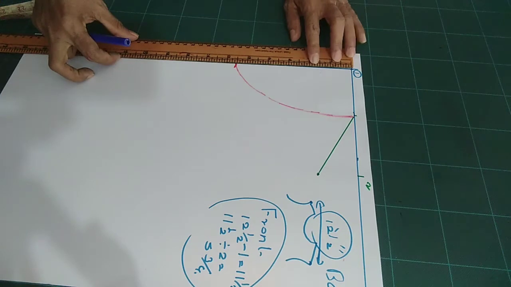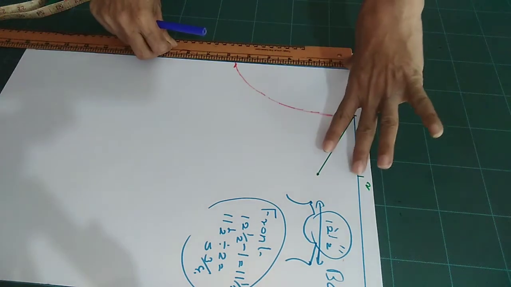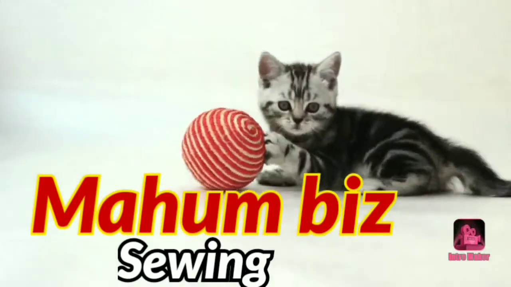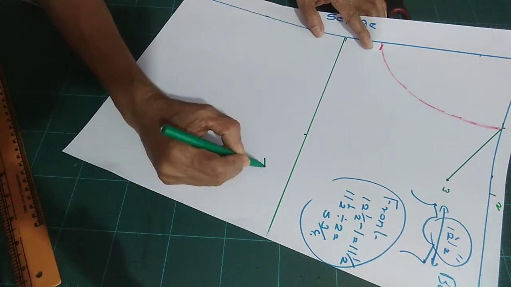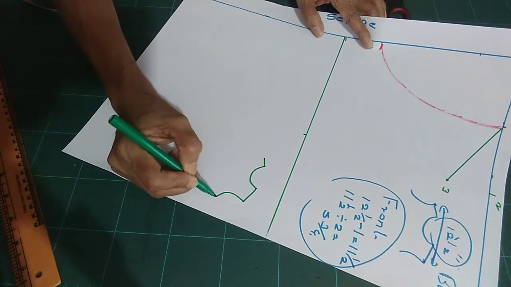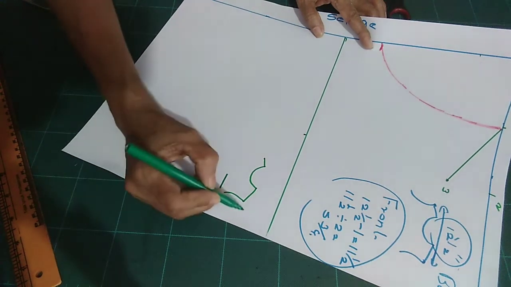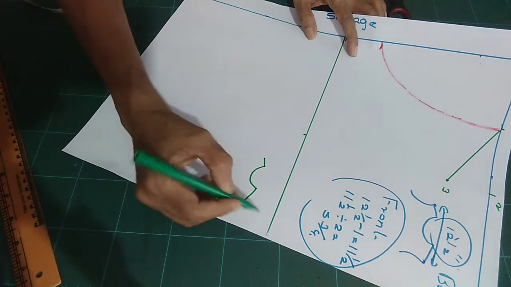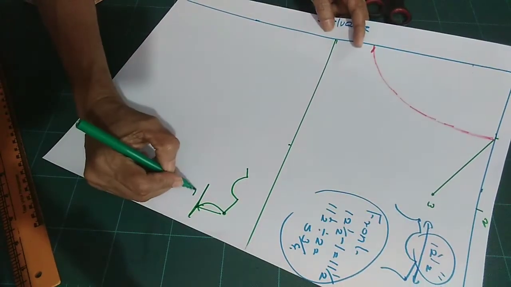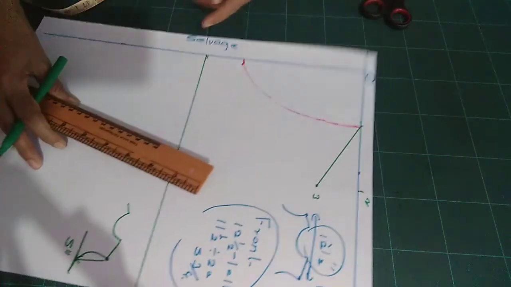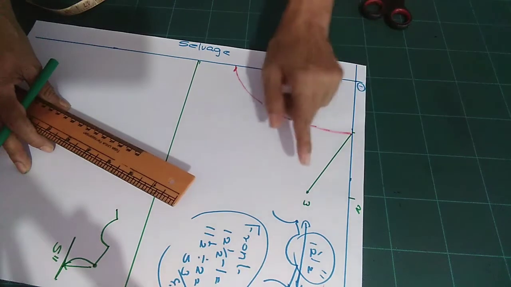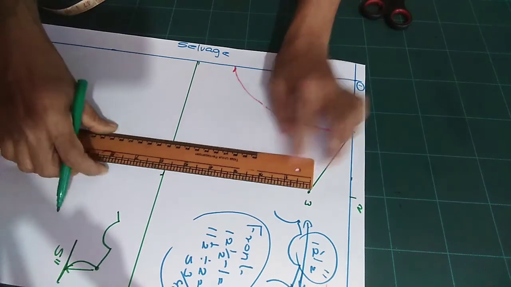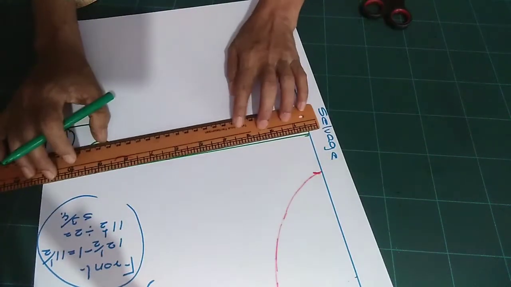Now I'm going to draw my armhole. Shoulder bone to armpit vertical measurement is 5 inches. I'll measure 5 inches from this point number 3 down, and I'll draw my armhole line.